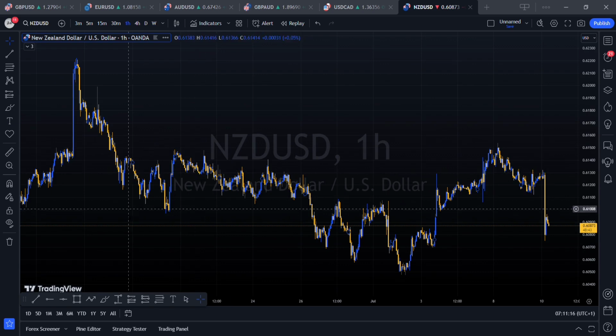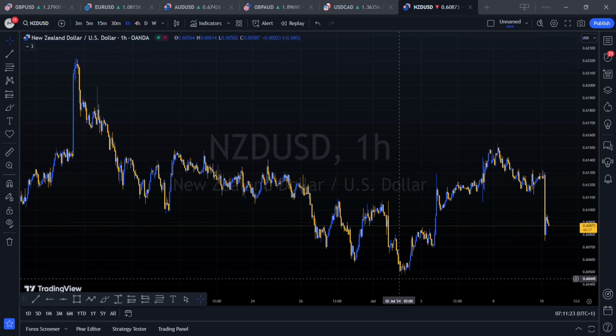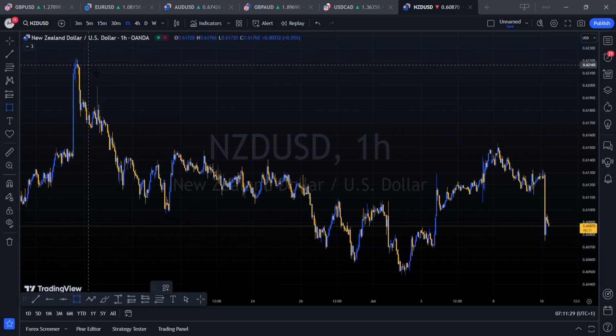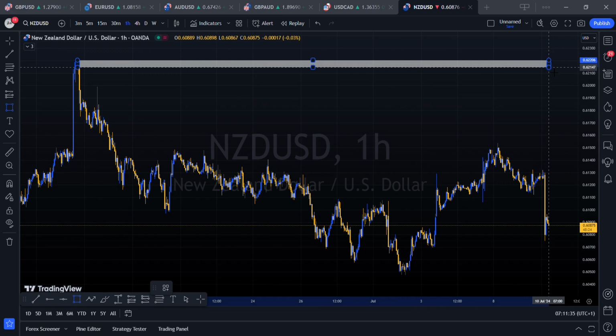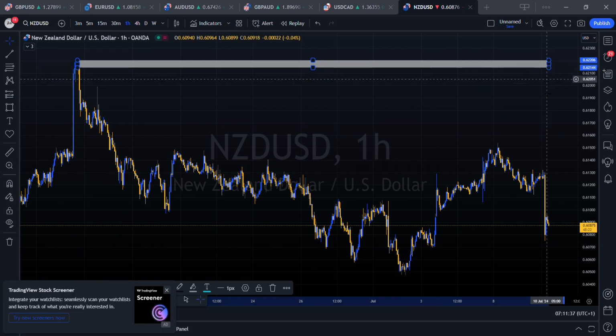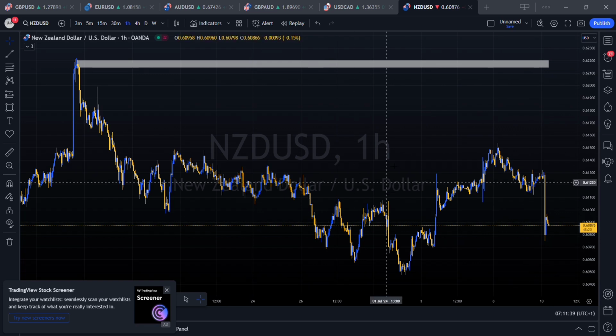Now it's very easy. Currently the highest point located is your resistance and the lowest point is your support, right? So here will be our resistance area, and here will be our support.